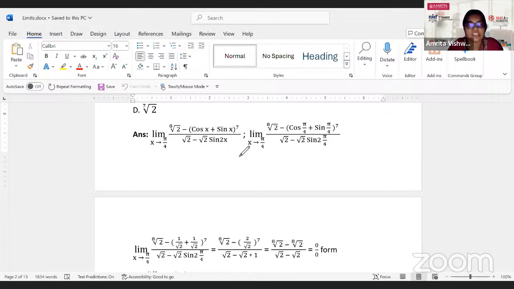This is what the question is. Limit x tends to pi by 4, (8 root 2 minus (cos x plus sin x)) whole raised to 7 by (root 2 minus root 2 sin 2x). I have pi by 4. I'm just going to substitute it directly. Cos pi by 4, sin pi by 4, I know the value is 1 by root 2. Now here, I have sin pi by 2, that is 1. I have all those values. So it becomes, I have written it here clearly.